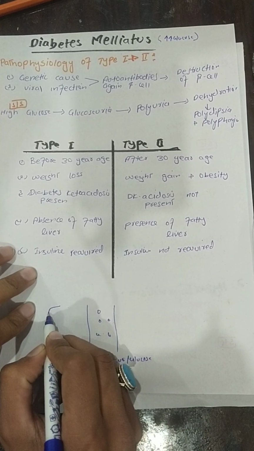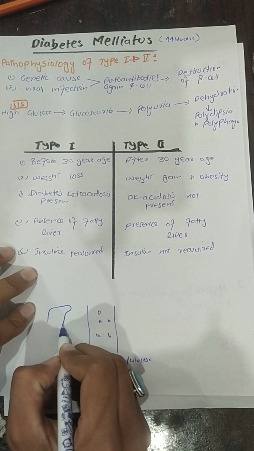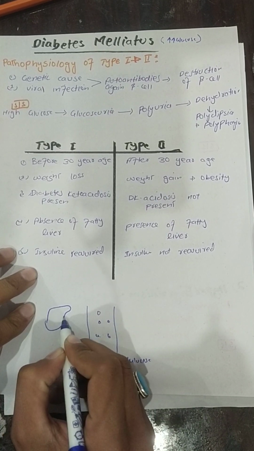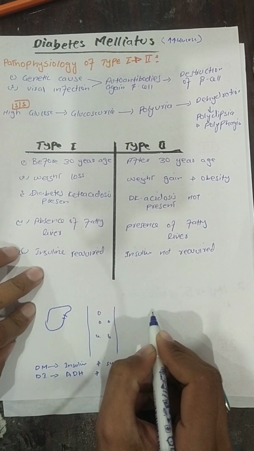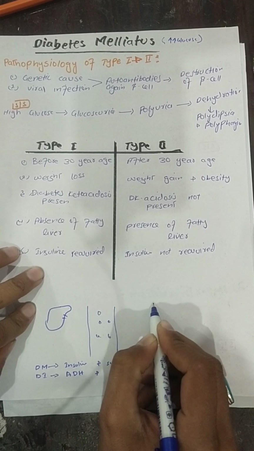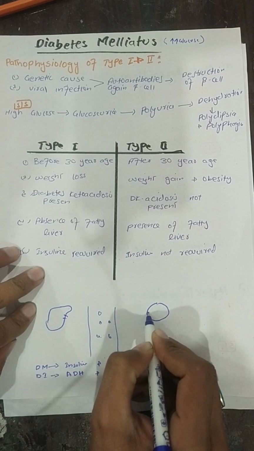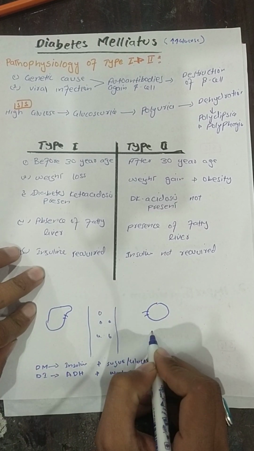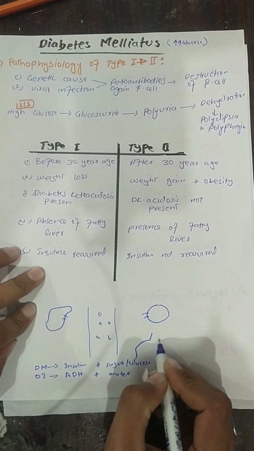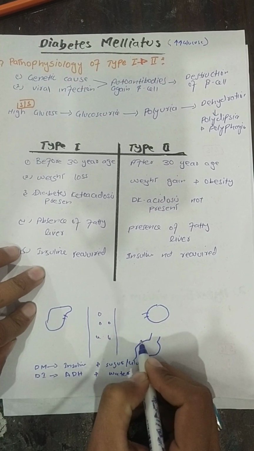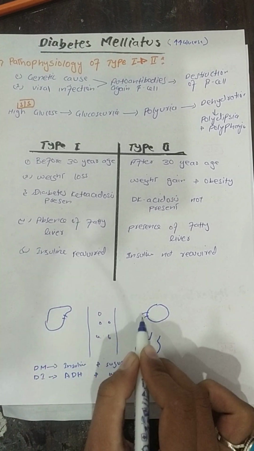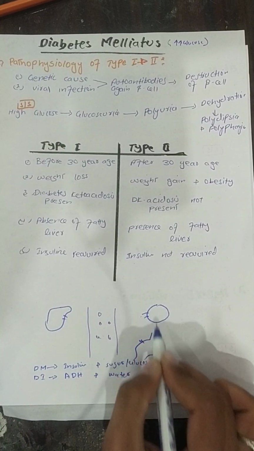There is a liver here which has a receptor. There is adipose tissue, and this is the muscle, which also has these channels. They are found on the liver, adipose tissue, and muscle.